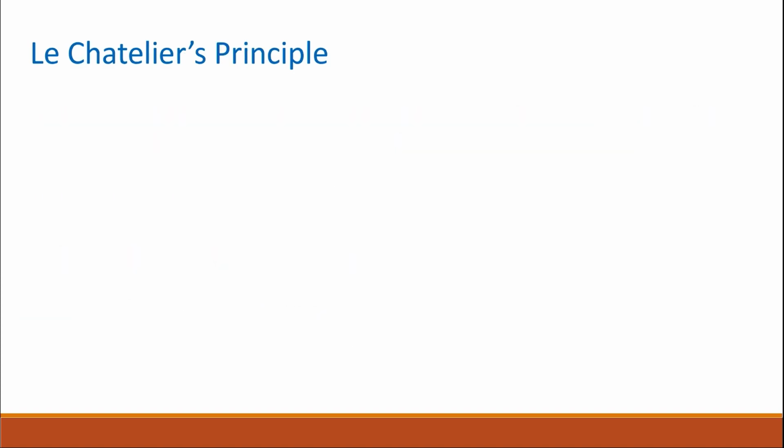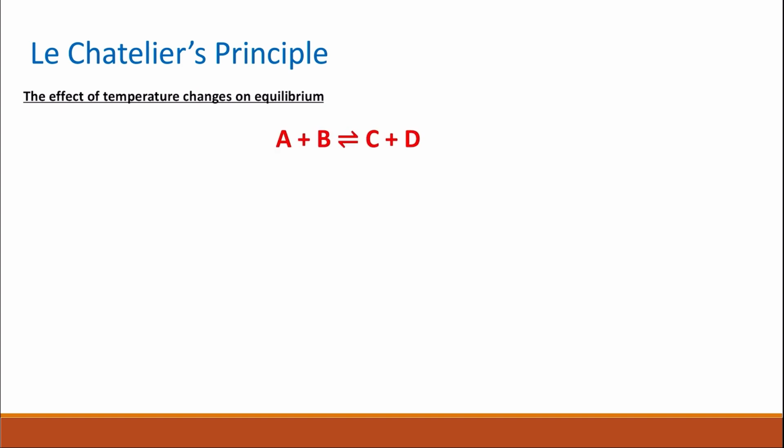The second factor that can affect the equilibrium is the temperature. All reactions are either exothermic or endothermic. For reversible reactions, we have two reactions going in opposite directions, like here. So if the forward reaction is exothermic, then the reverse reaction must be endothermic.